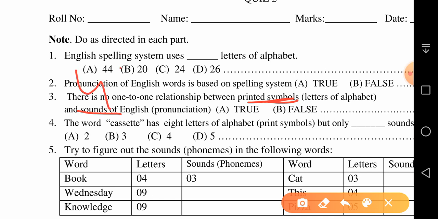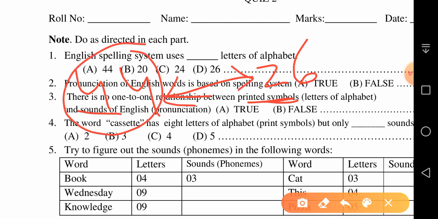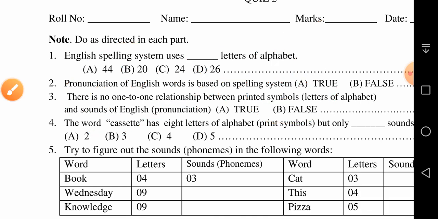Sounds are 44 and printed symbols are 26. So how can there be a one-to-one relationship? Sounds are greater in number, and letters of the alphabet are lesser in number. So yes, there cannot be any one-to-one relationship.